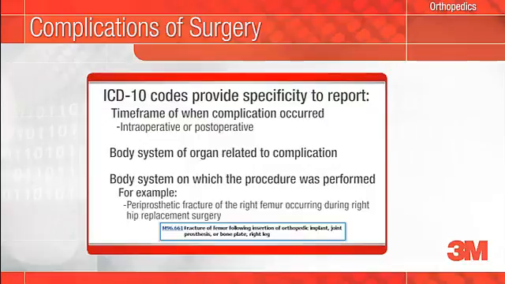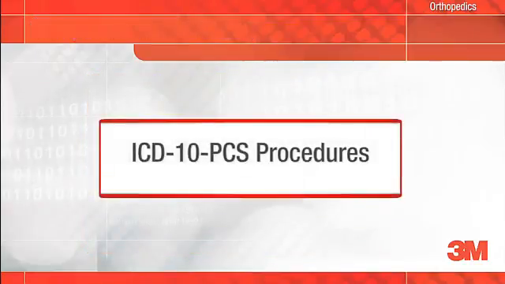Additional elements needed for code assignment, which the coder should be able to determine from the record, are body system or organ affected and body system on which the procedure was performed. For example, during right hip replacement surgery, a patient experienced a periprosthetic fracture of the right femur. As seen here, code M96.661 is assigned. We'll take a look at a few procedures that may be performed to give you some exposure to ICD-10 PCS codes and associated documentation requirements.